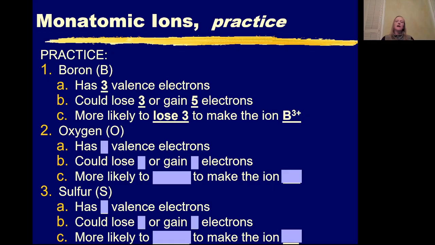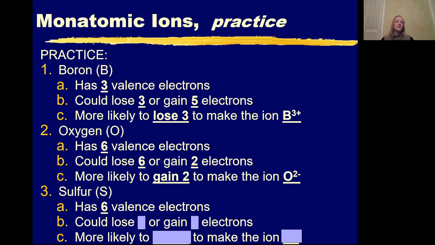Oxygen has 6 valence electrons. It could lose all 6 of those, or it could gain 2 electrons to get up to 8. Which one's more likely to happen? It's more likely to gain those 2 electrons to make an ion, an oxide ion, with a charge of -2.